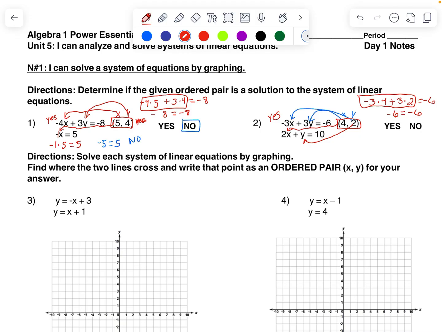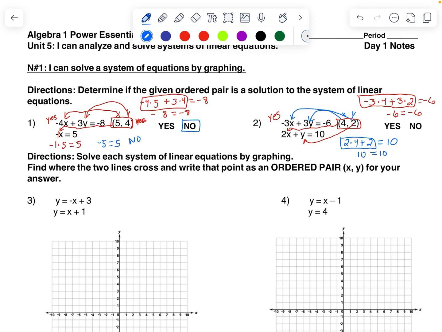So it says 2x. What does that mean? It means 2 times x. X is 4 plus y. Well, y is just by itself, so I can just put 2. Equals 10. And then use our calculator. Just type this in. 2 times 4 plus 2. And that gets us 10.